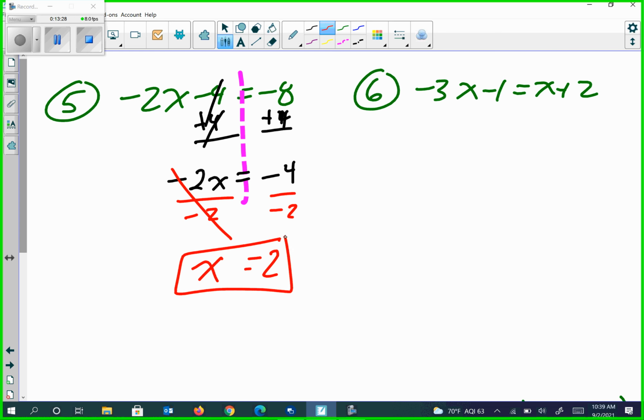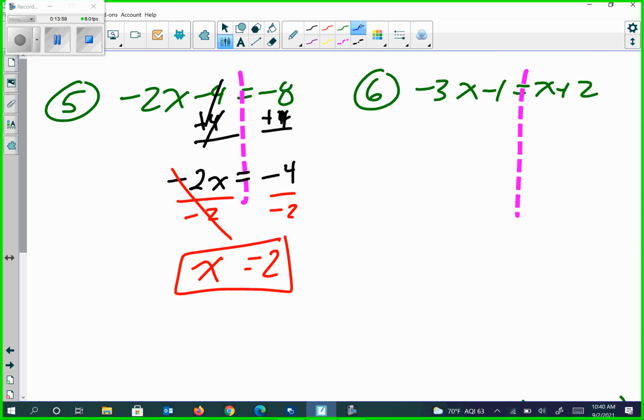Problem number 6, we're also ready to start moving things back and forth across the equal sign because I don't have any like terms or any parentheses or anything like that. So I'm just going to draw my line down and start working it. On this one, we can kind of pick. I could say, should I add 3x to both sides? That might be a choice. Should I add 1 to both sides? That's another great choice. Should I subtract x from both sides? Another great choice. Or should I subtract 2?